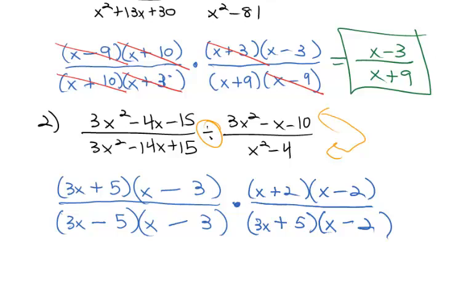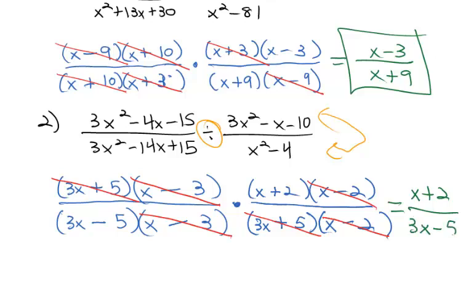So now with our fraction, we can divide out the common factors. The x minus 3's are gone. The 3x plus 5's are gone. And the x minus 2's are gone in this problem. Which means left behind in the numerator is just the x plus 2 factor, and in the denominator, the 3x minus 5 factor. And we have our solution.